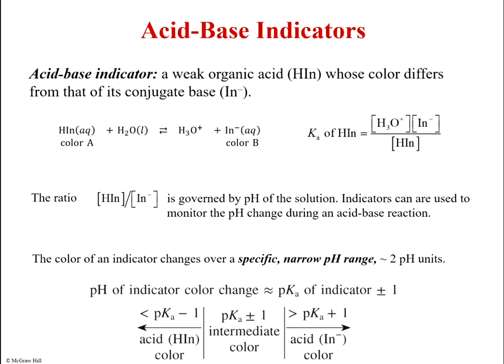So on the acid end, you have your pKa minus 1. If your pH is at that level, you'll have your acid color. As you move through the intermediate range, you'll have a mix of weak acid and weak base. And as you go to the base end, you'll have a second color.